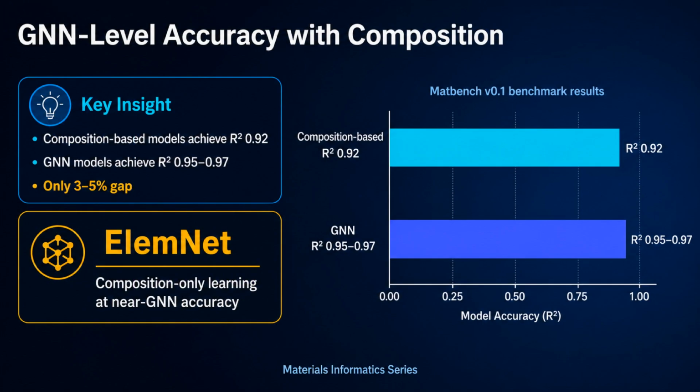A remarkable finding is that composition-based models can achieve prediction accuracy close to graph neural networks that use crystal structure. In benchmarks, composition-based models achieve strong performance for formation energy, while GNNs requiring structure achieve somewhat higher accuracy. The gap is often acceptable given the significant speed advantage of composition-based approaches.